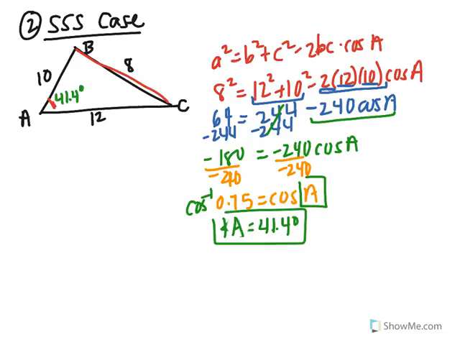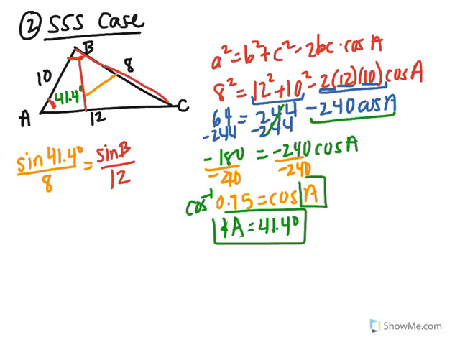Now that I have angle A, I can solve for the rest of the angles in the triangle. Let's find angle B. Remember, since I have angle A and the side opposite of it, I can just use law of sines. So sine of 41.4 degrees over the side opposite, 8, is equal to, now let's find angle B next, sine of angle B over its opposite side, which is 12.